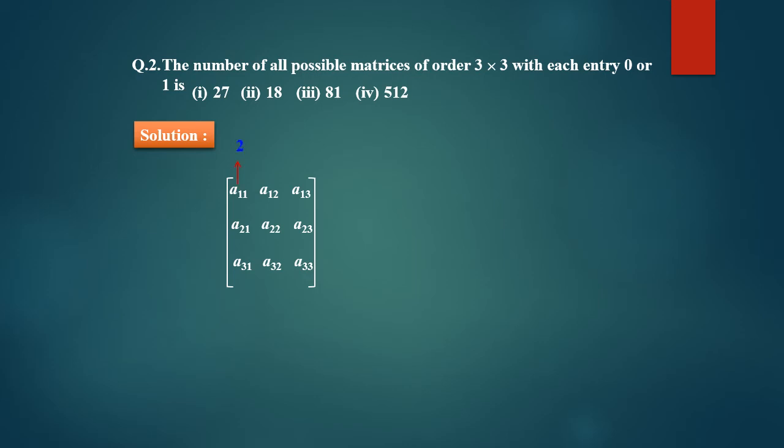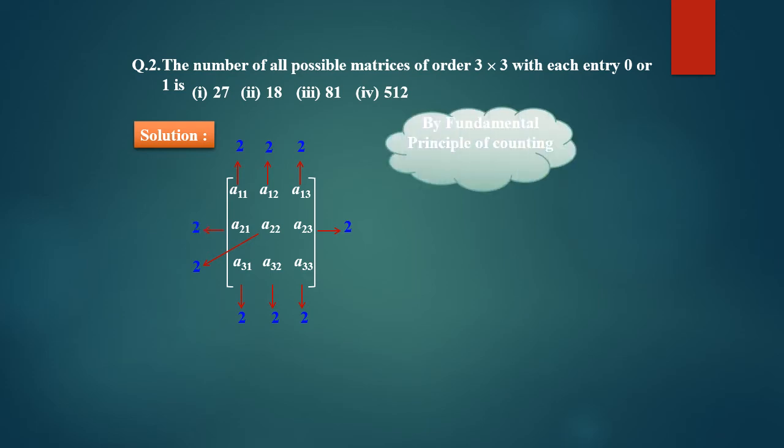So the first element can be written in two ways, that is either it can be 1 or 0. Similarly, the second element and third element can take two possible values. Similarly, all the elements of the second row, third row, and all the columns. Okay, so each element can be written in two possible ways.